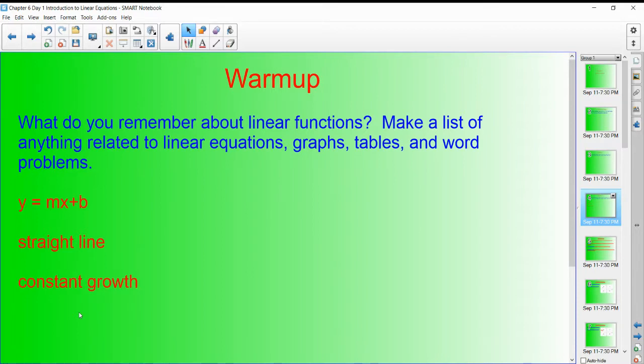Okay, linear functions are straight lines. If it's curved, it's a different type of function. It's got constant growth, and that refers to the slope, and we're going to calculate the slope given points, given equations, and given graphs. So throughout this chapter, we're going to learn how to deal with graphs and equations and tables and situations and word problems.